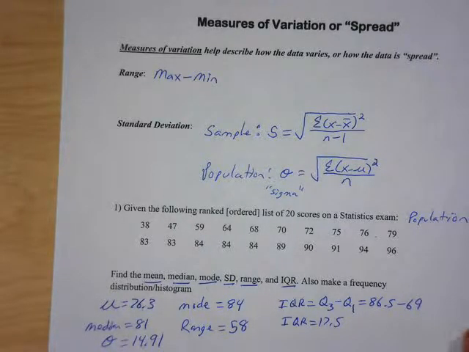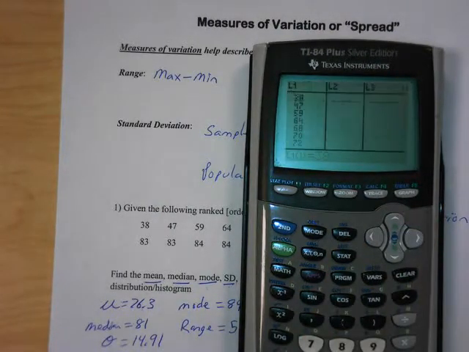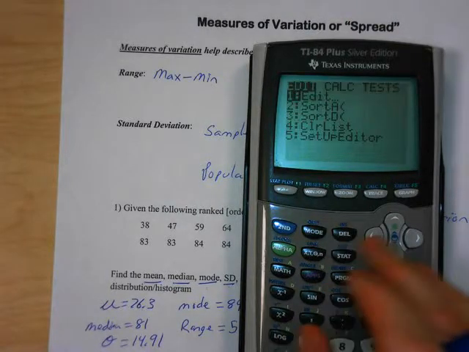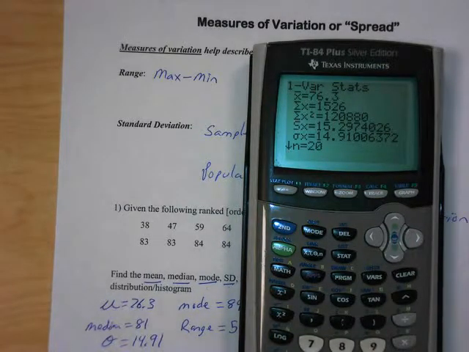So again, put the values into list 1 by going to stat, and then edit to put the values in a list. And then stat, calculate one var stats on the list that we used, list 1. If you have more than one list in there, you could put whatever list you want, list 2, list 3, and so on.